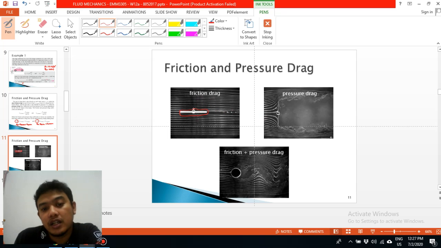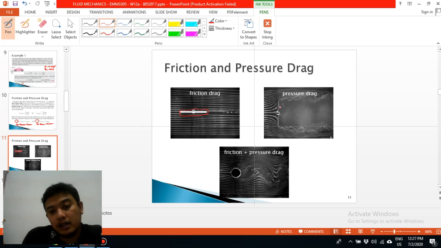If we change this plate to a tangent position with the flow, what happens is the obstruction will be higher. So the pressure drag will be higher. So this is, for example, a flat plate.